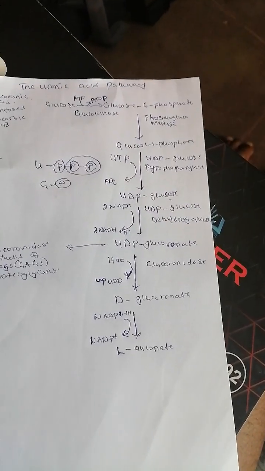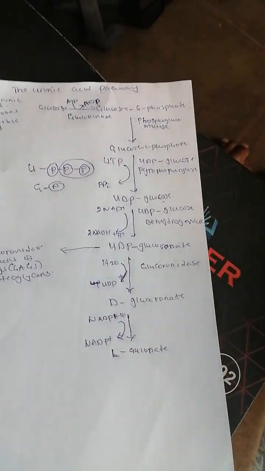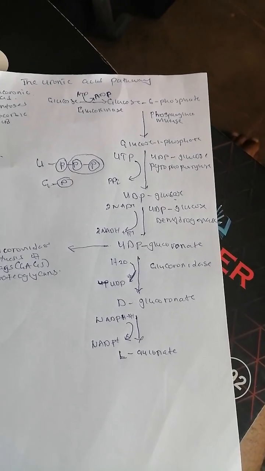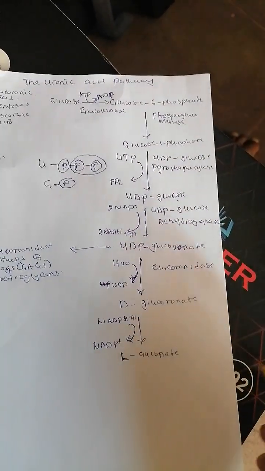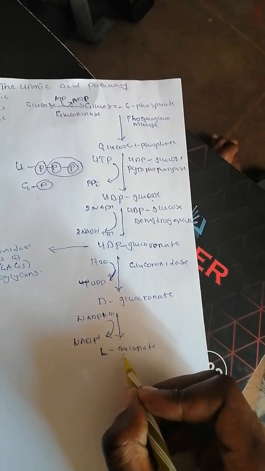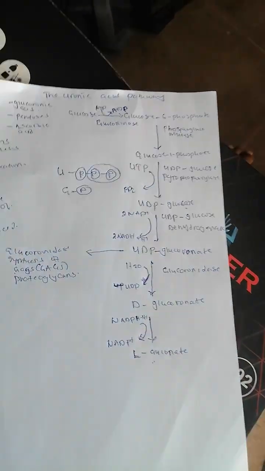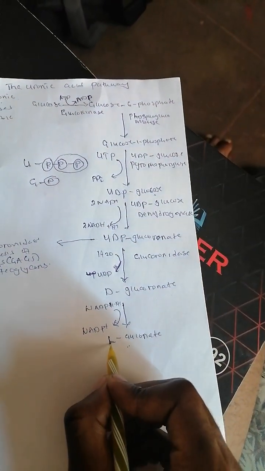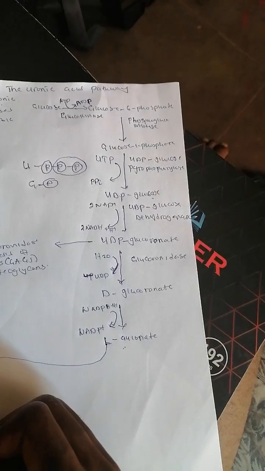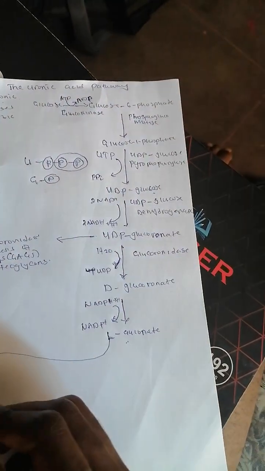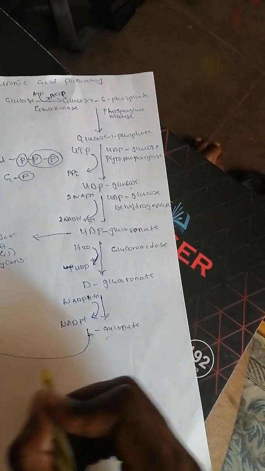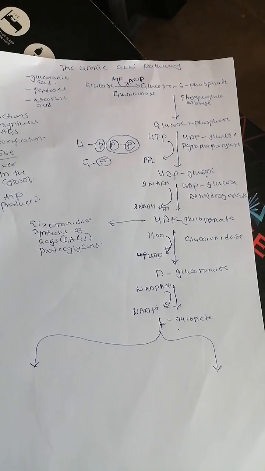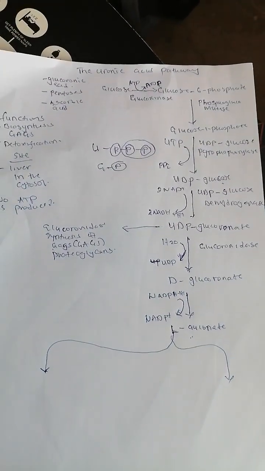So the enzyme which is doing this is the glucuronidase as well. So from this stage we can proceed in two ways. It can proceed to this path or this path. So two pathways can be developed from this.